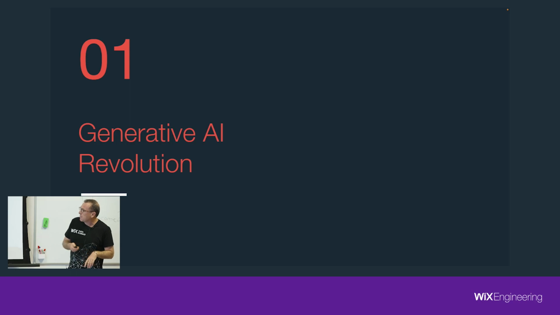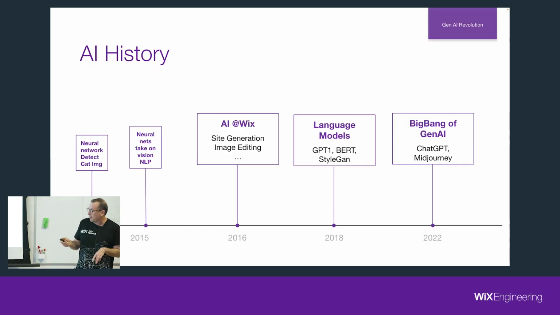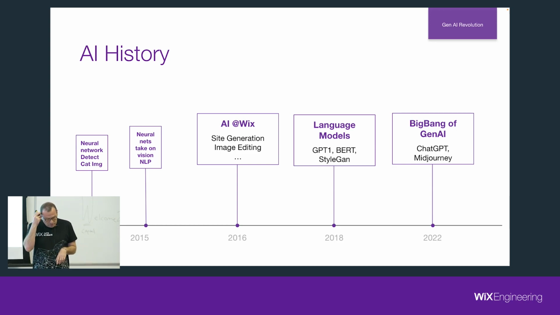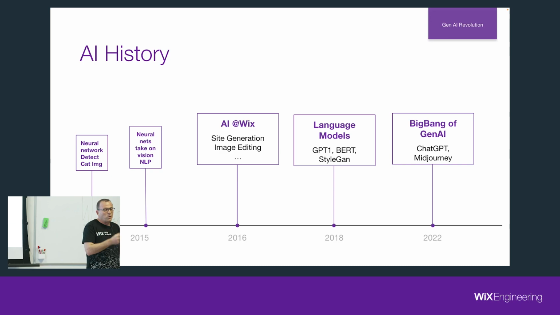So let's talk a little bit about the generative AI revolution, and let's start by showing this timeline. I think generative AI became really well known to the public with the launch of ChatGPT, which happened a couple of months ago. In case people don't know, ChatGPT is basically a robot that you can talk to. You just log in and start to have a conversation with it.